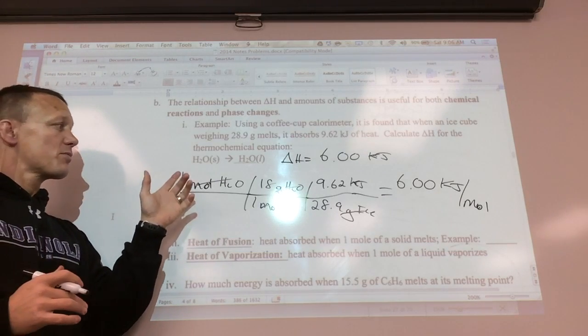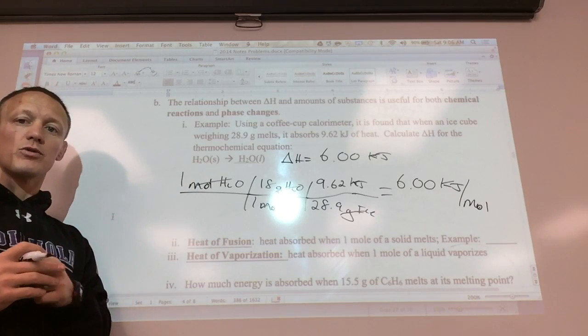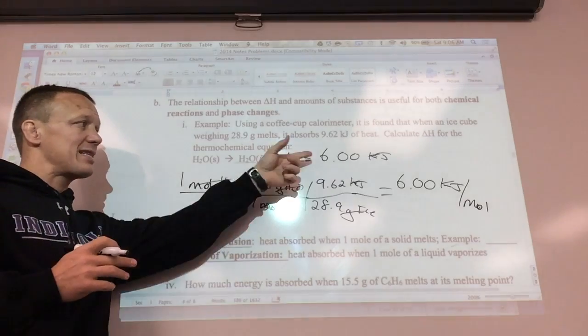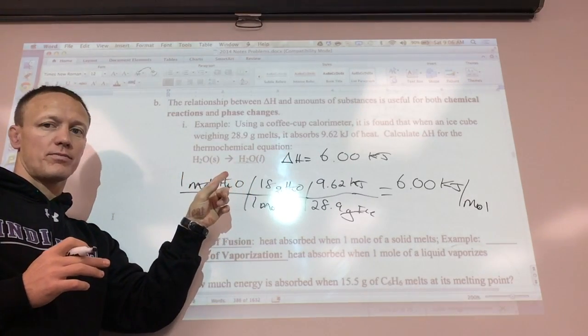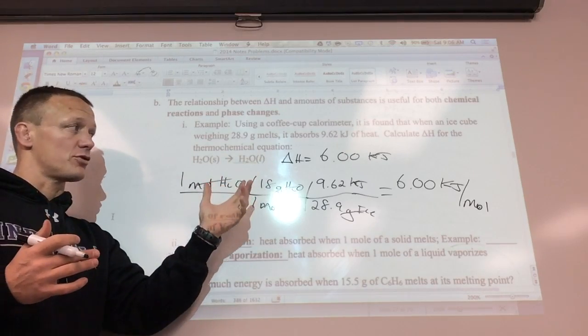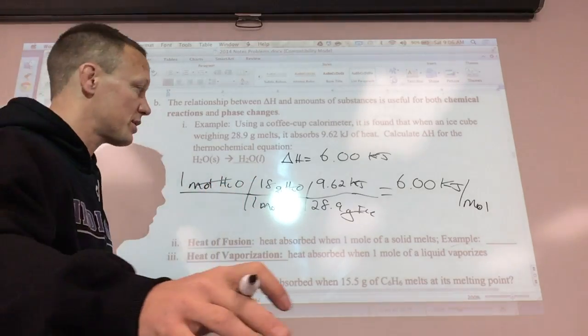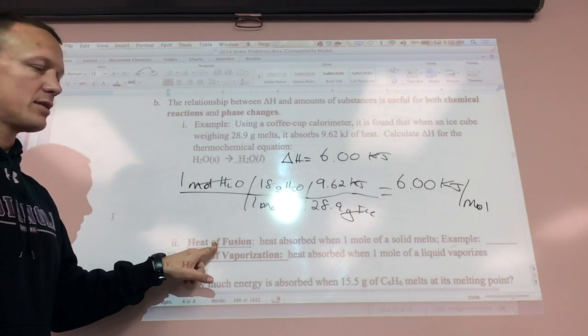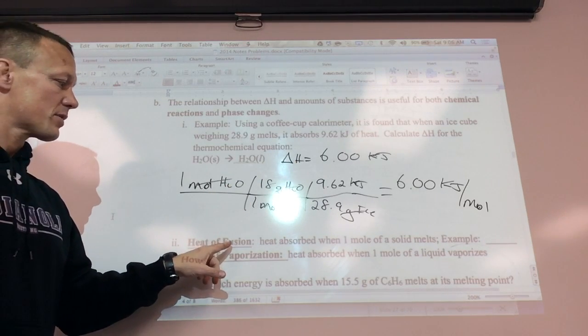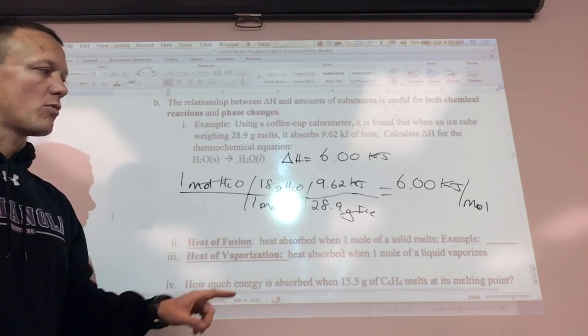And that's true in real life. To make a mole of ice melt, which would be 18 grams of ice, you have to add 6 kilojoules of heat to make 1 mole of ice turn into water. If you had 2 moles of ice, it would take 12 kilojoules of heat. If you had 3 moles of ice, it would take 18 kilojoules of heat. That is called the heat of fusion of ice. It's the amount of heat it takes to make 1 mole of ice melt.